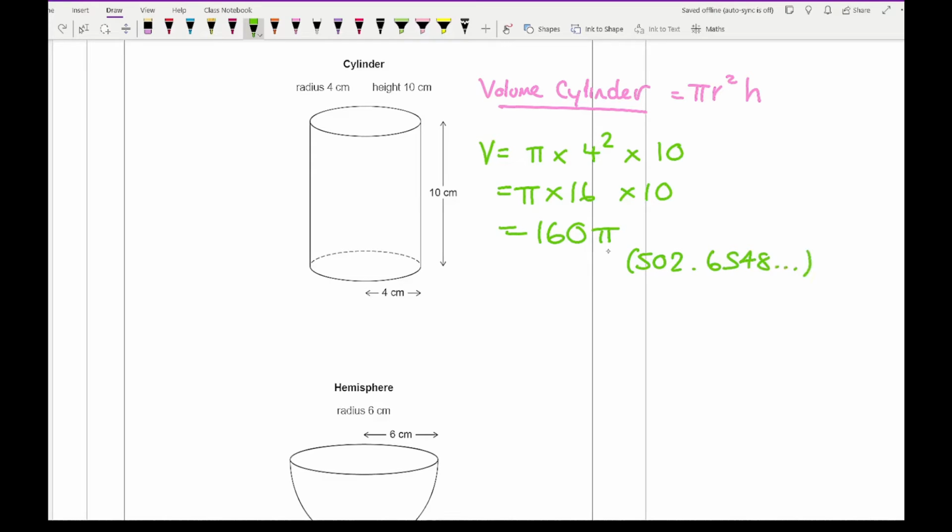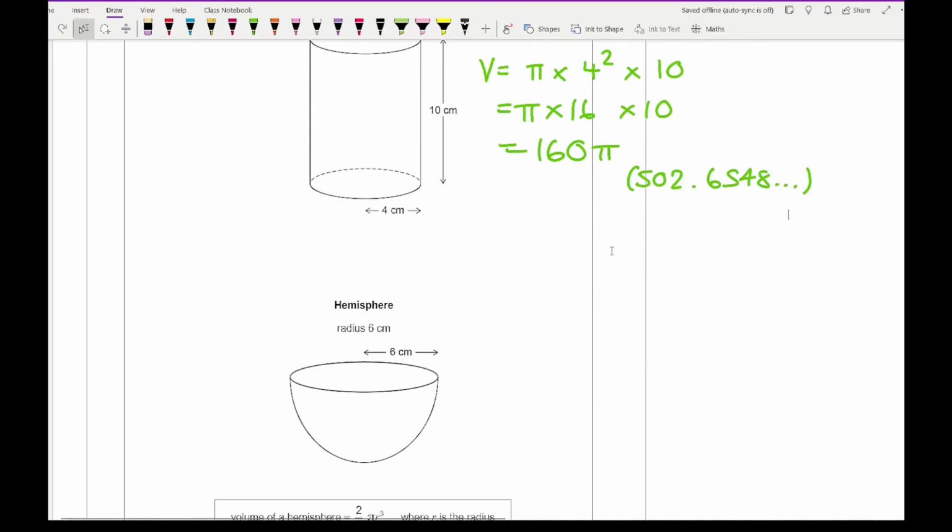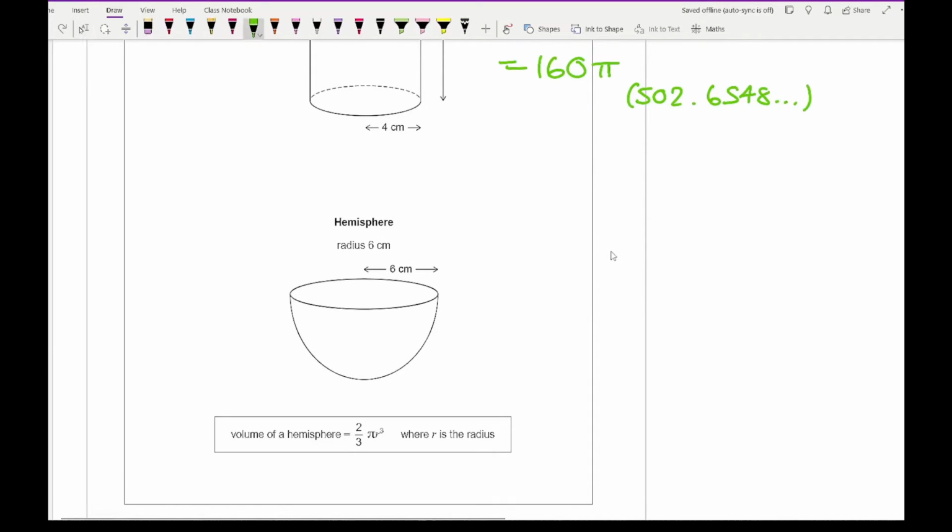502.6548 and so on. Then working out the volume of a hemisphere, well, it tells me the formula. Now what you want to do is always double check to make sure that they have given you the formula of a hemisphere. Sometimes they give you the volume of a sphere and you then need to divide that by 2. But this has been quite nice because it's told me the volume of a hemisphere, because the hemisphere is what I've actually got. So the volume of the hemisphere is going to be 2/3 multiplied by pi times 6 cubed.